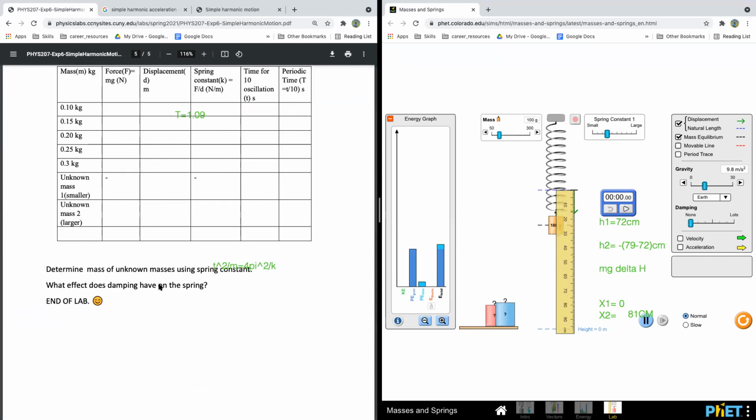Okay, what effect does damping have on the spring? So you have damping. You have energy converted to thermal, like heat. So without damping, the total energy remains constant. With damping, the energy is converted to thermal energy. So that is how you answer this question.